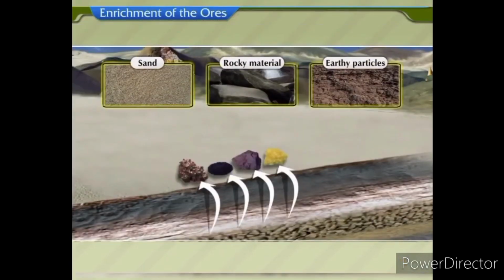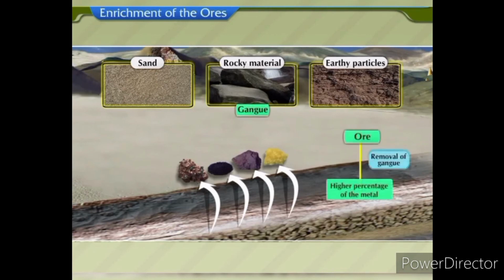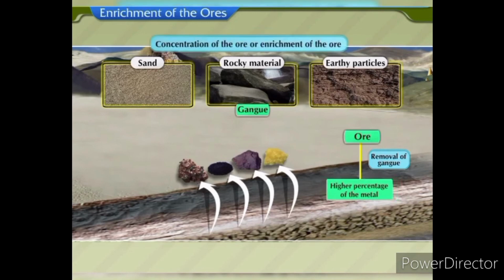Before extracting the metal from its ore, it is necessary to remove the impurities or gangue from the ore. By removing the gangue from the ore, we get an ore containing a higher percentage of the metal. This process is called concentration of the ore or enrichment of the ore.